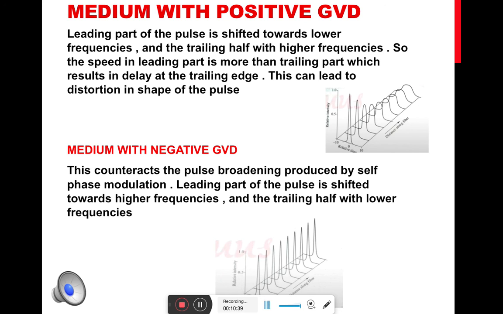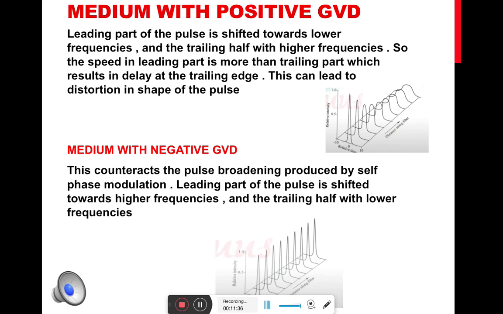So, as already discussed, group velocity dispersion is basically of two types: positive and negative. Now we see how a medium with positive group velocity dispersion acts. As I already said, positive GVD is almost the same as self phase modulation. The leading part of the pulse has lower frequency components and the trailing part has higher frequency components. Since the low frequency part has higher speed than the higher frequency part, there can be a lag, because the starting part is very fast and the ending part is slow. So because of the change in speed from high to low, there can be a delay at the trailing edge. This can lead to distortion in the shape of the pulse. As you can see from the figure, there is a distortion in the shape of the pulse as time progresses.